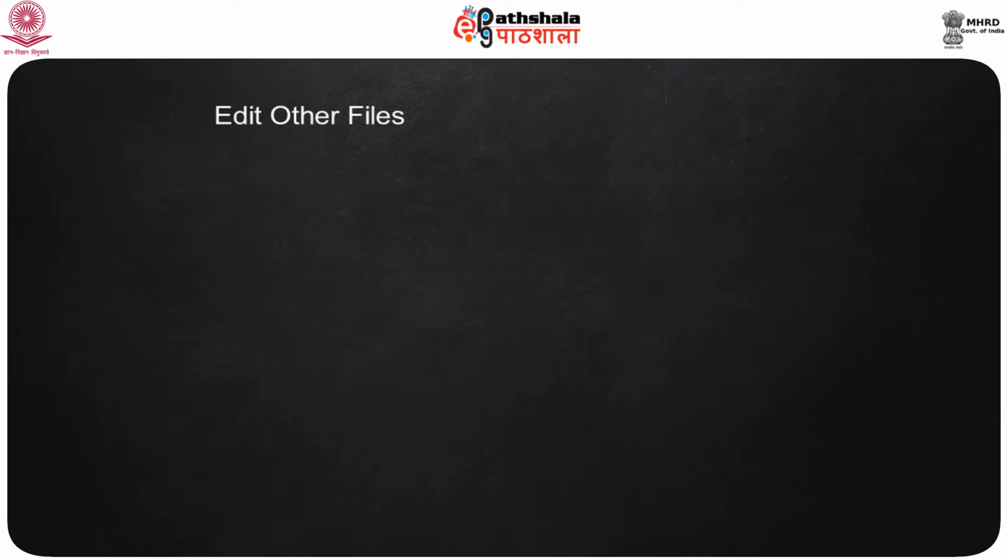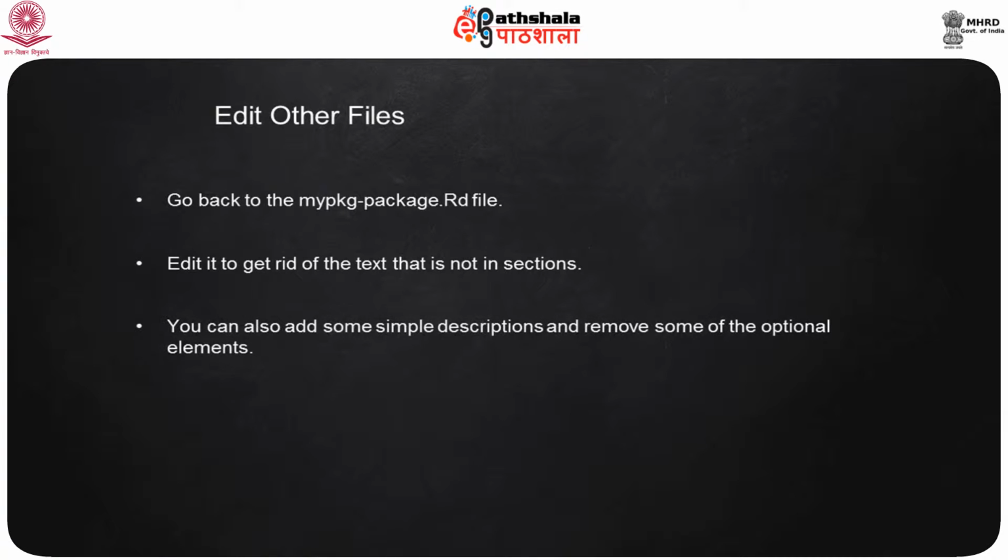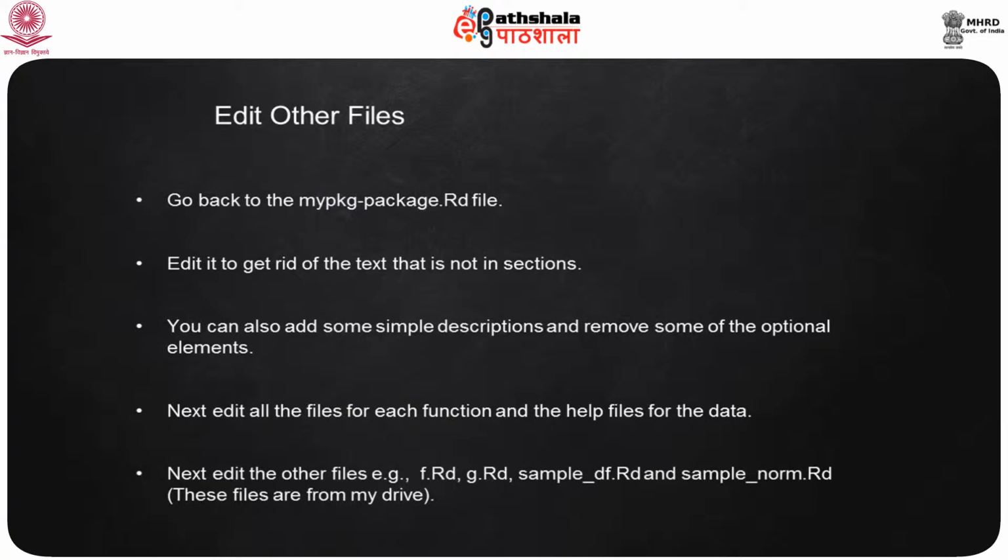So, go back to the my package package that we had made. Edit it to get rid of the text that is not in these sections. You can also add some simple descriptions and remove some of the optional elements. Next, edit all the files for each function and the help files for the data. Next, edit the other files, example that had been given here like f.rd, g.rd, sample df.rd, and many more.